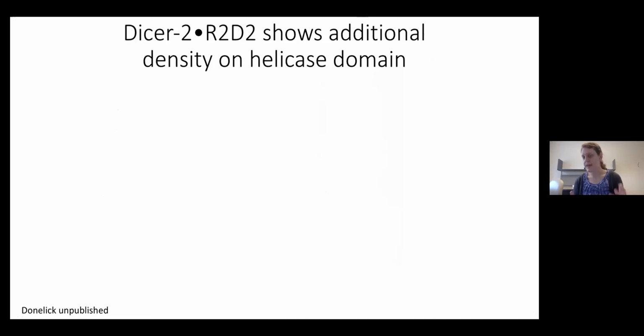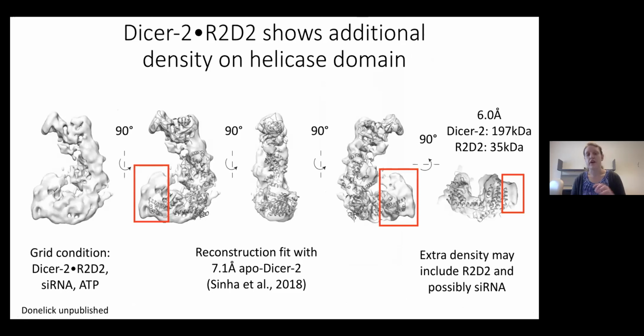Now, Topaz was very informative and very helpful for finding underrepresented views within my data set, but I still have a 6 angstrom or lower resolution structure. But what can we actually learn from my reconstruction at this time? This is my reconstruction with different side views shown, and I fit my reconstruction with apo Dicer-2 at 7.1 angstroms. What we can see, boxed in red, is an additional density on the helicase domain that's not taken into account by apo Dicer-2.